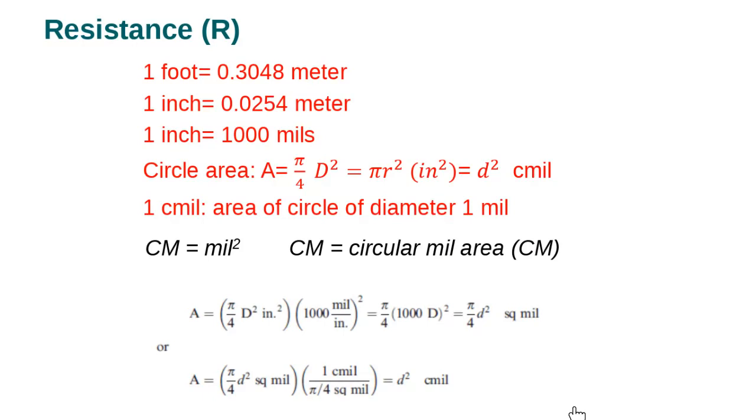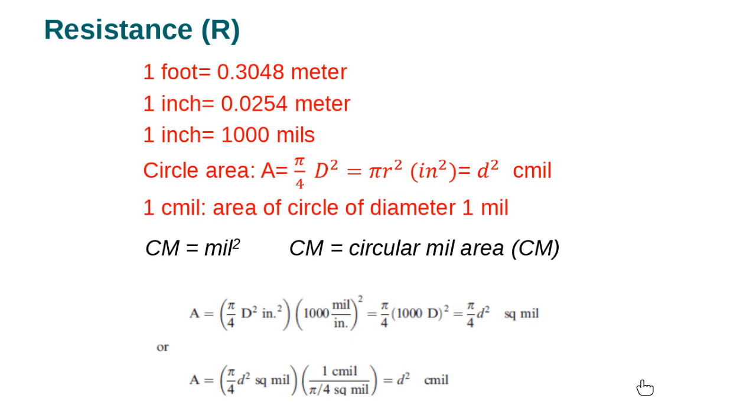And then we relate the circular mil and the square mil. We said the circular mil is a circle area, because we deal with transmission lines. These are circular transmission lines. The area is the circle area of the conductors. It's d squared, small d squared.